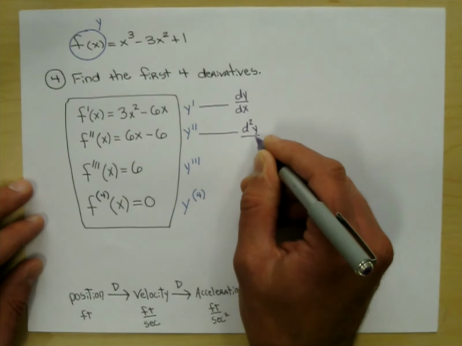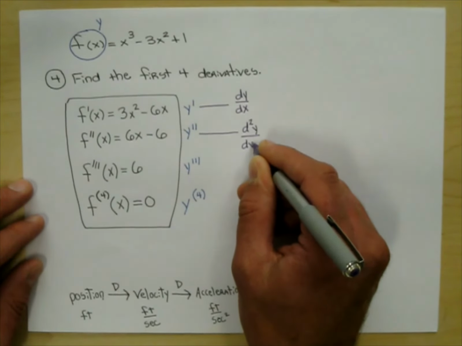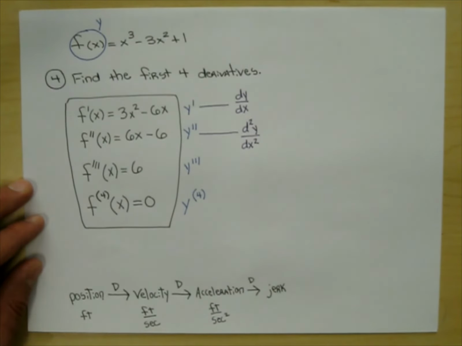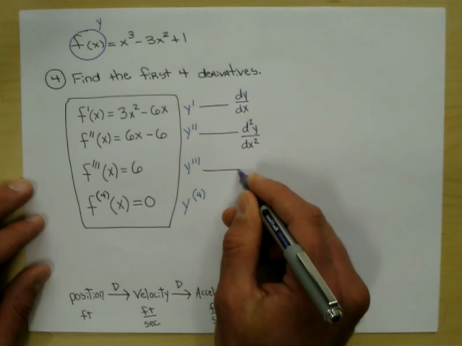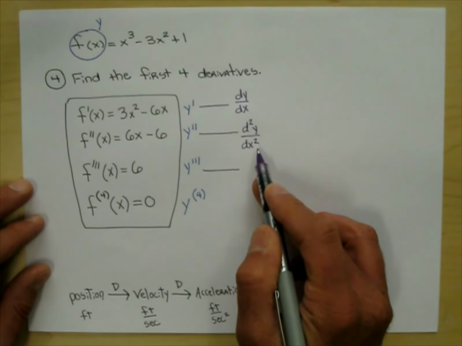The second derivative notation, d2y over dx2. So when I first saw that, I was pissed off. Like, what is happening? Okay, we'll continue. I'll give you some rationale behind that.